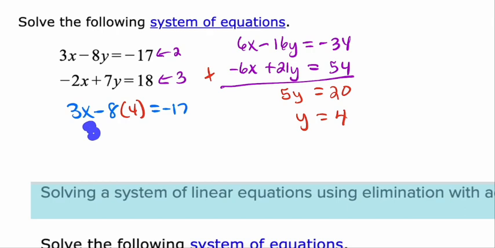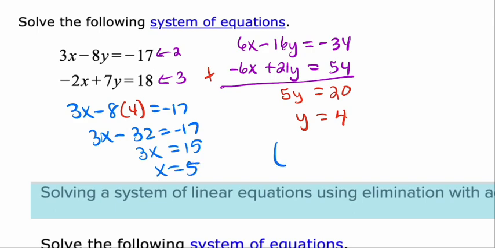I get 3x minus 32 equals negative 17, which gives me 3x equals 15, because if you add 32 to negative 17, you get 15. So x is 5. So your solution is 5, 4.